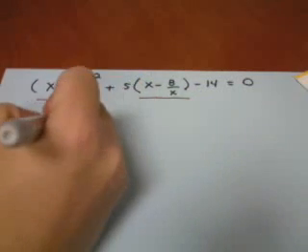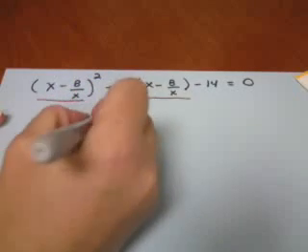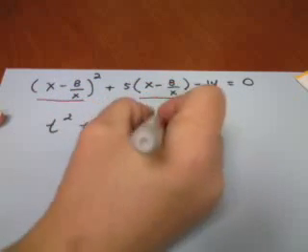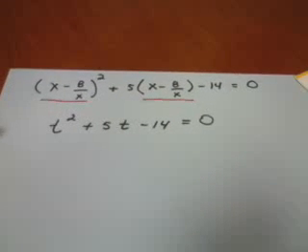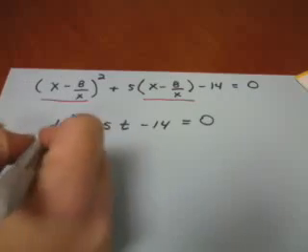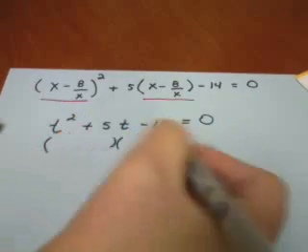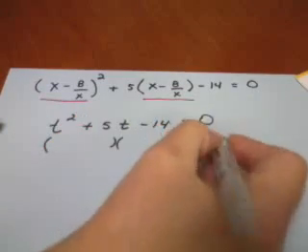So I'm going to rewrite this as t squared plus 5t minus 14 equals 0. And you can see this equation looks much easier than the prior one to solve. However, when you solve this, you're solving for t. So then you have to remember to use substitution and plug it back in.